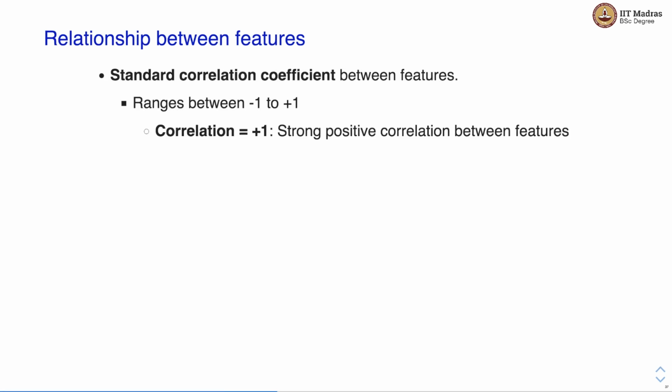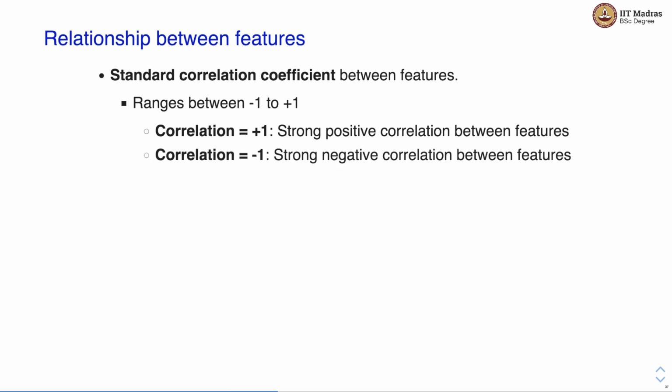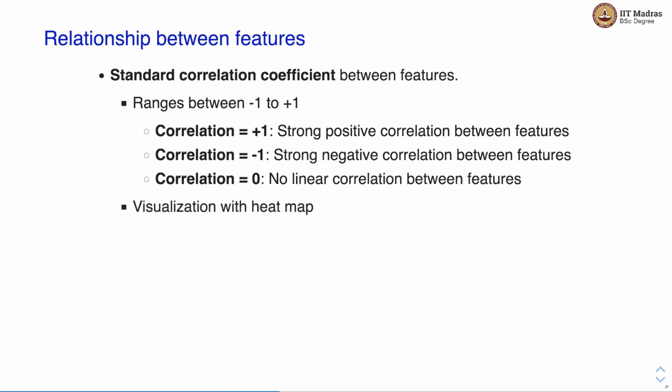Apart from visualizing individual features, we can also study relationship between features. One of the relationships is the standard correlation coefficient. It ranges between -1 to +1. Correlation of +1 denotes a very strong positive correlation between the features. Correlation of -1 denotes a very strong negative correlation between the features, and correlation of 0 means that there is no linear correlation between the features. We can visualize correlation with a heat map.